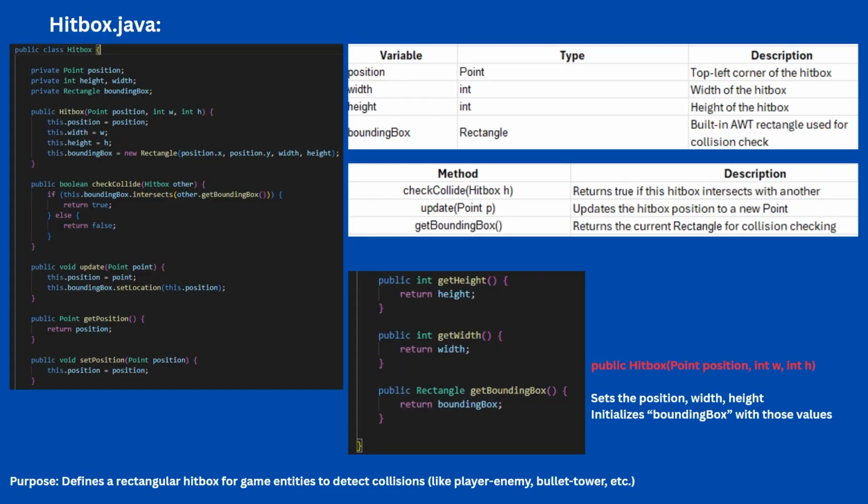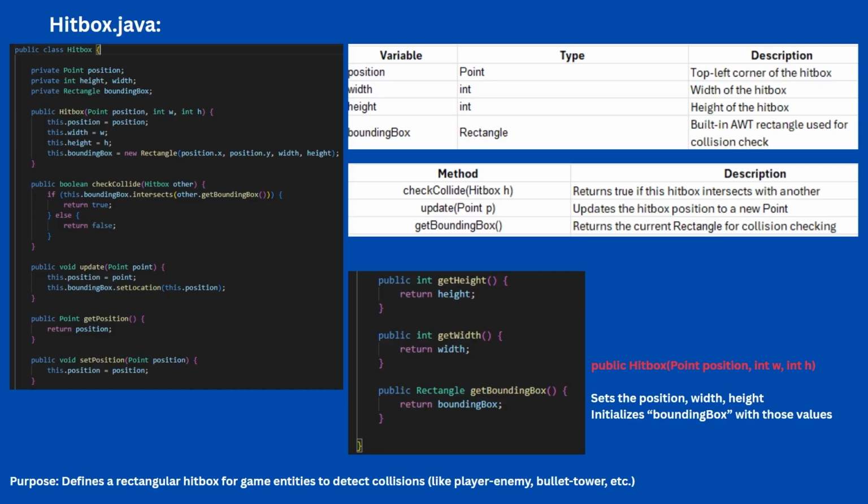And finally, it's the hitbox. So this class defines how the game objects detect collisions. Each hitbox object holds a position, X, Y, height, and a rectangle which is used to detect collisions between entities like enemies, bullets, and towers.